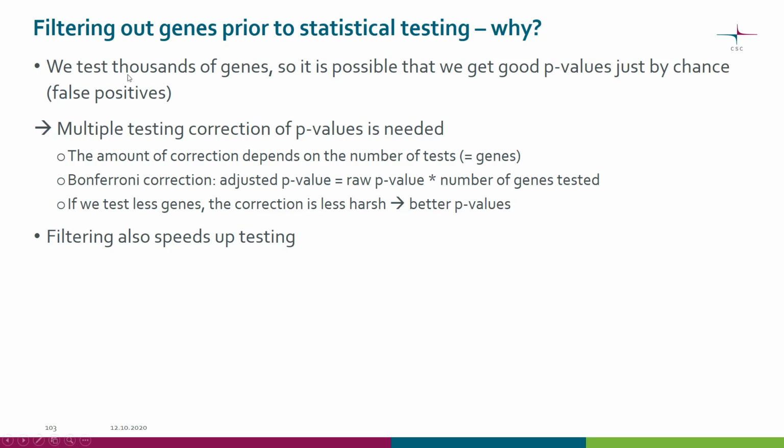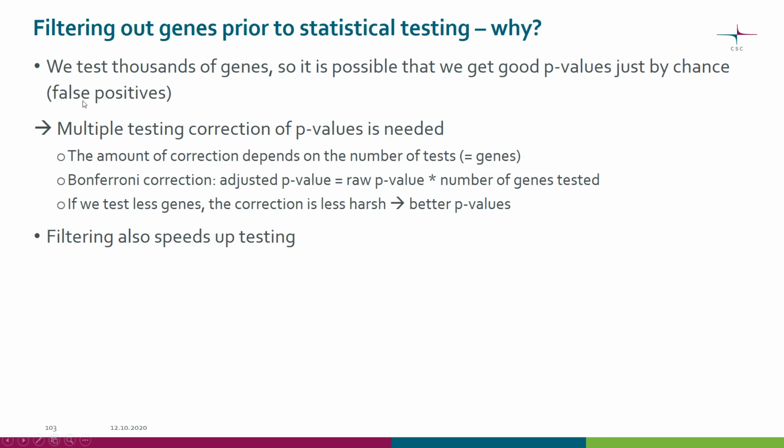Now, in this kind of situation, when we test thousands of genes, it is possible that we get a good p-value, in other words a small p-value, just by chance. That would mean that we get a false positive: we call a gene differentially expressed when it's actually not.